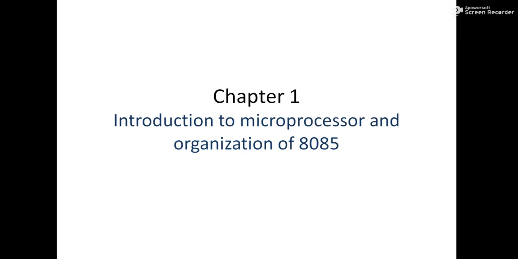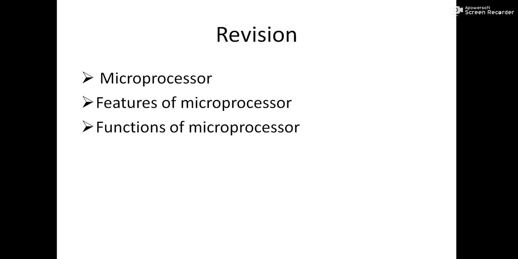Hello students, we have started with chapter 1 of CS2 subject, that is Introduction to Microprocessor and Organization of 8085. In the previous video, you must have learned what is microprocessor, what are the features of microprocessor, and what all the functions of microprocessor can perform. Let us quickly revise what is microprocessor.